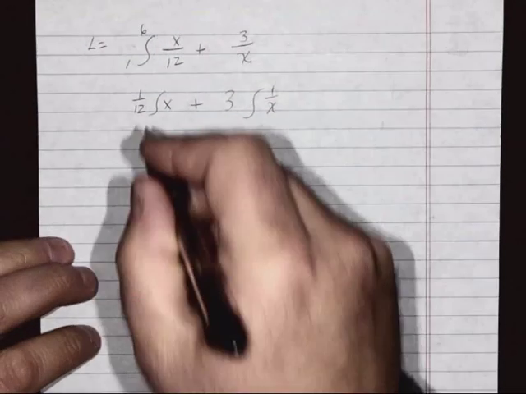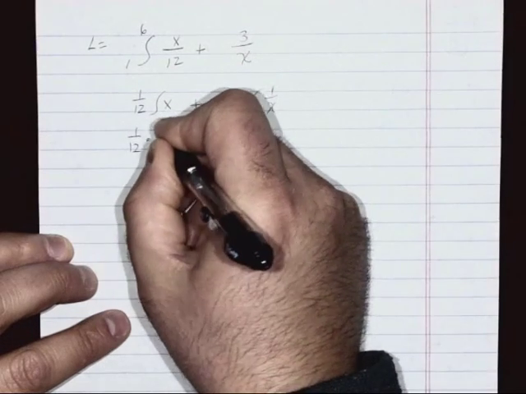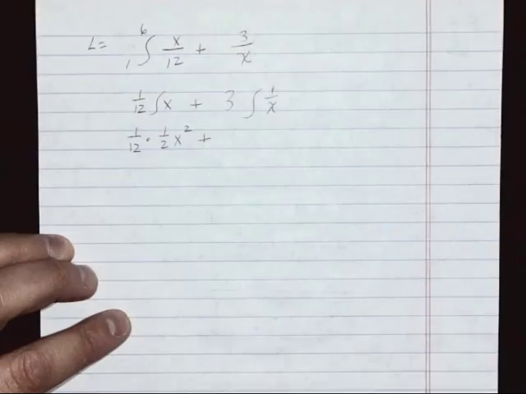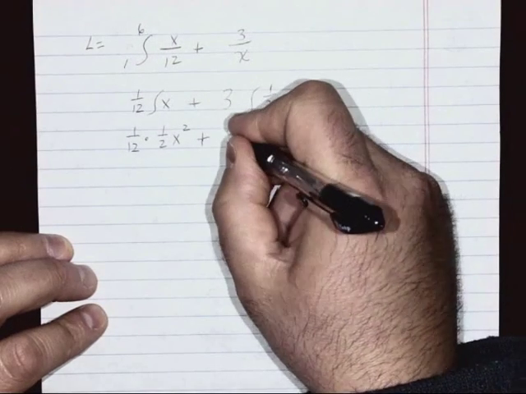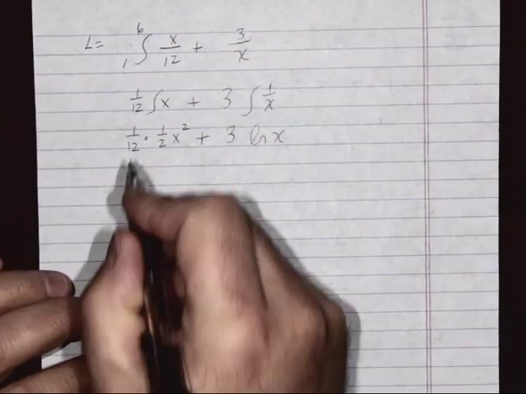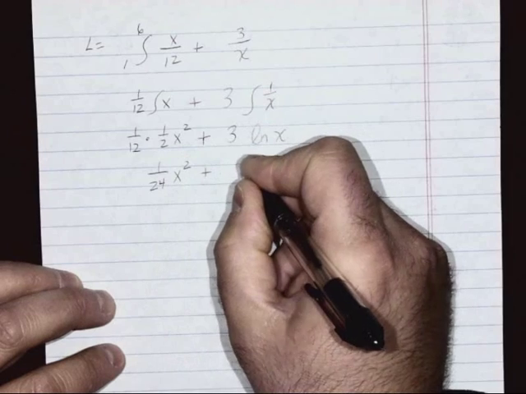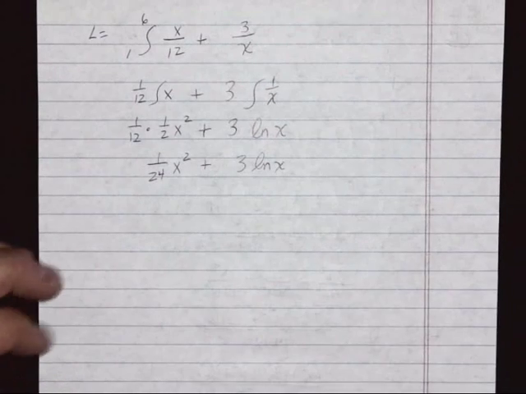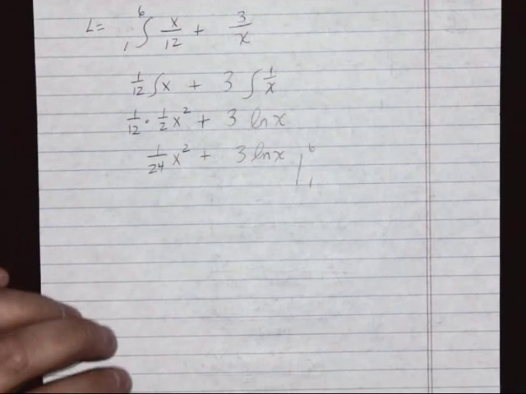We can use the power rule here. So I get 1/12 times 1/2 x squared when I integrate. And then remember that the integral of 1 over x is ln of x. So 3 times the ln of x, and then of course I can multiply those two fractions. It's 3 ln of x. So that's my integral, and then I want to do that from 6 to 1.